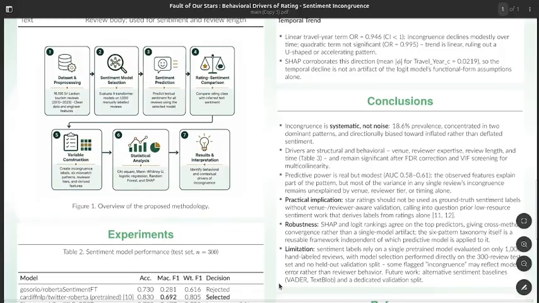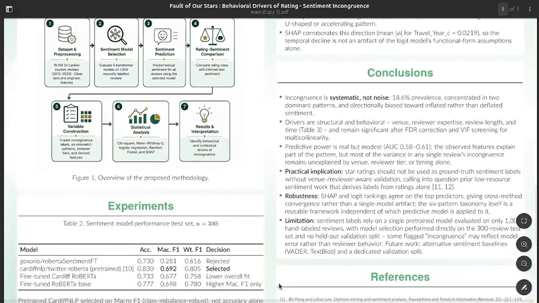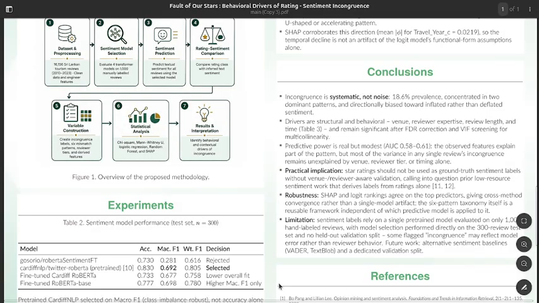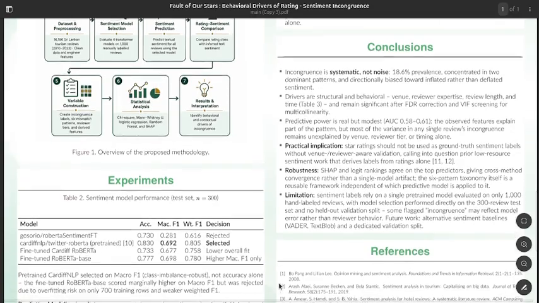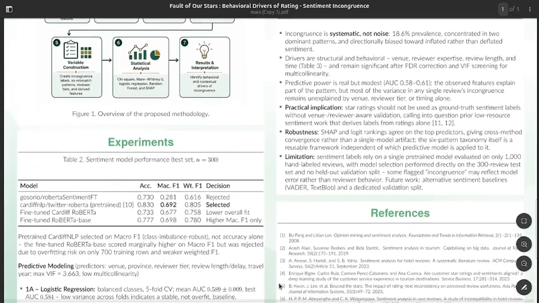The six incongruence patterns. One of the main contributions of our research is that we did not simply say whether a review was matched or mismatched. Instead, we identified six directional patterns.